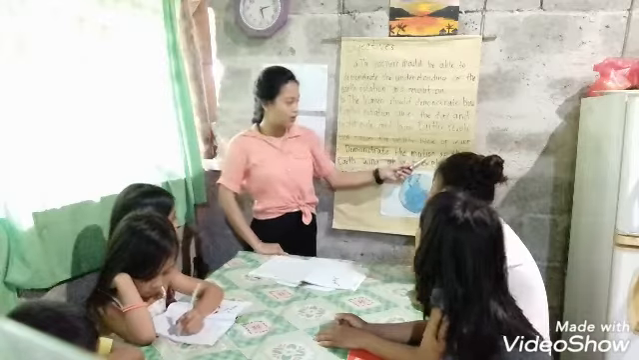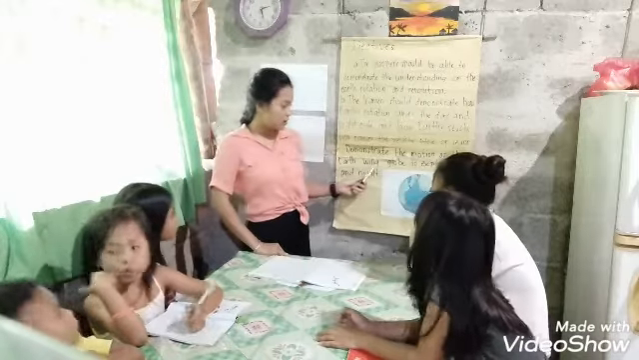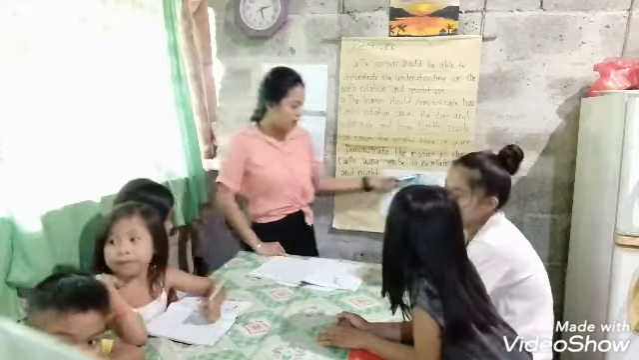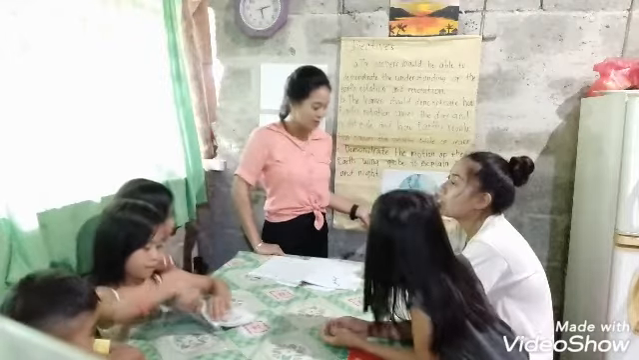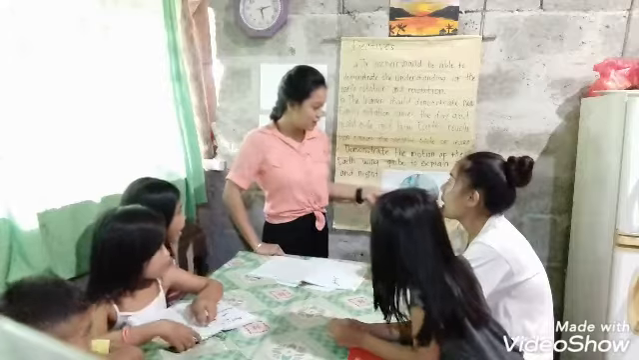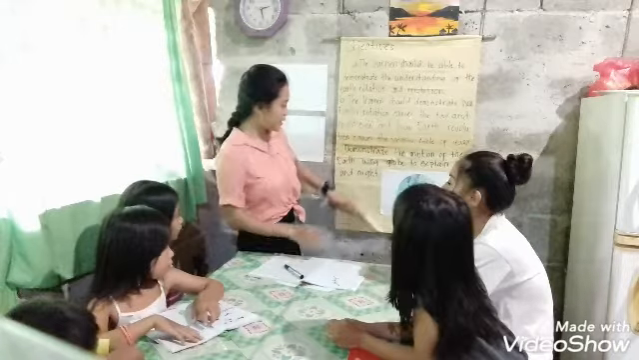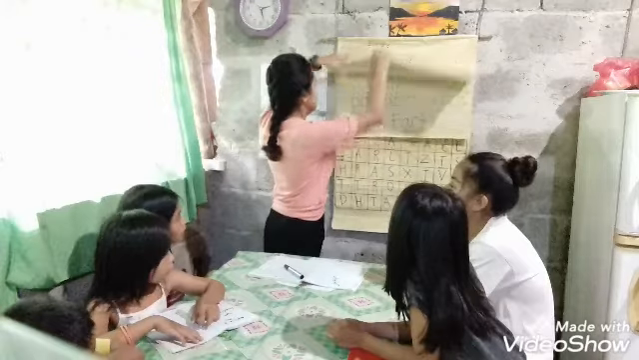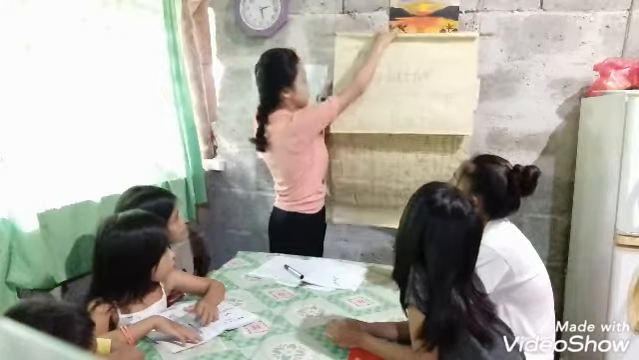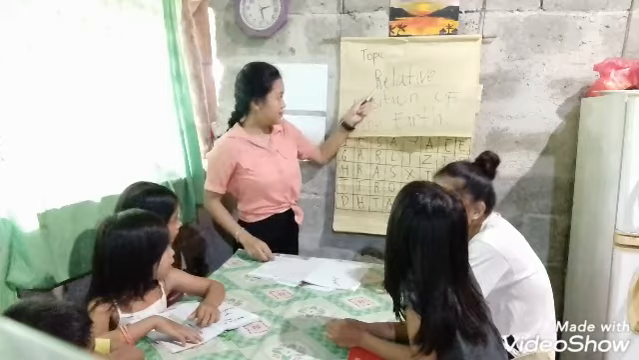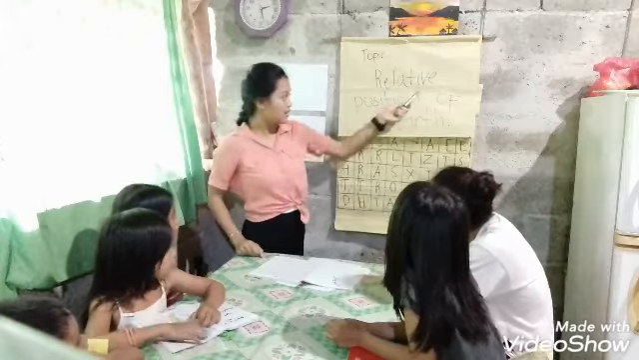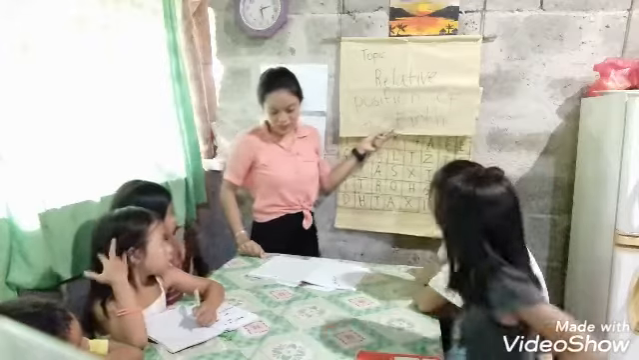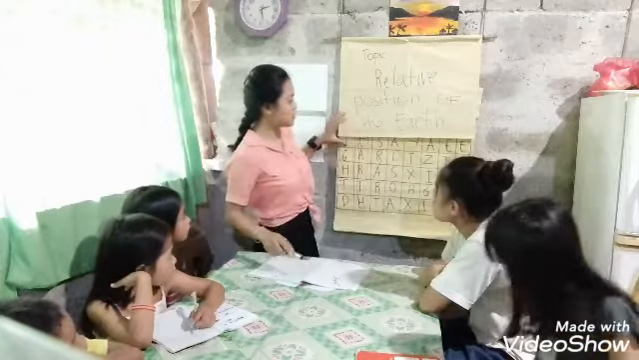Demonstrate the motion of the earth using a globe to explain. Look at this picture. What did you see? Earth. This is the earth. Now our topic is about the relative position of the earth. This is our lesson: the relative position of the earth.